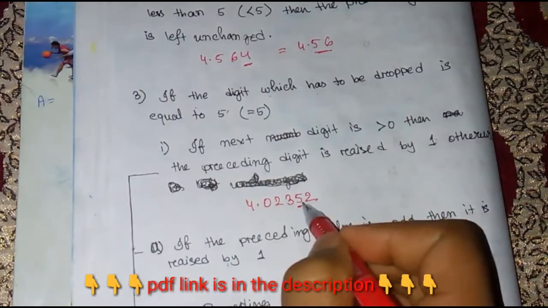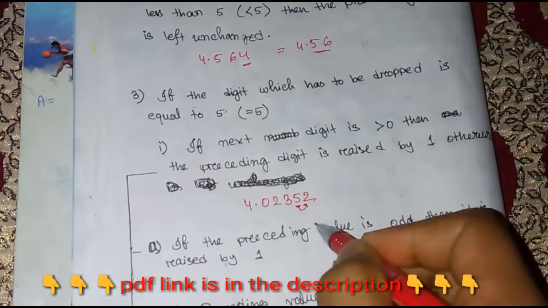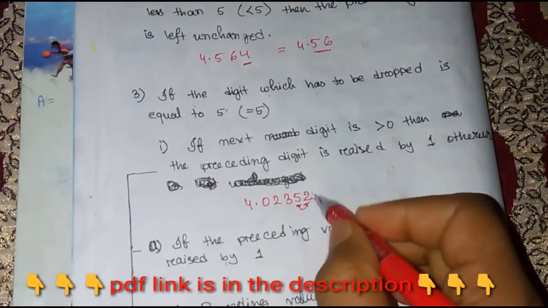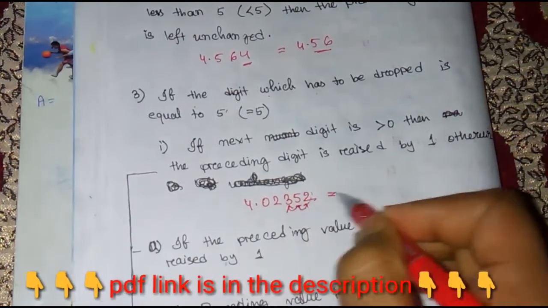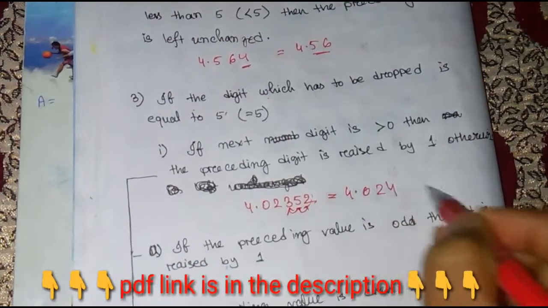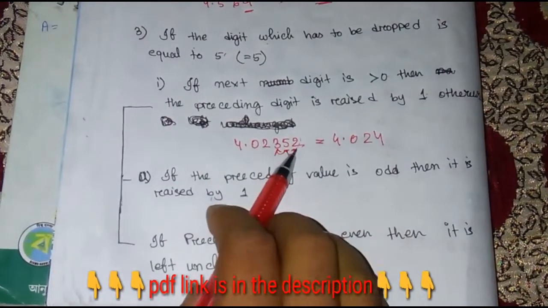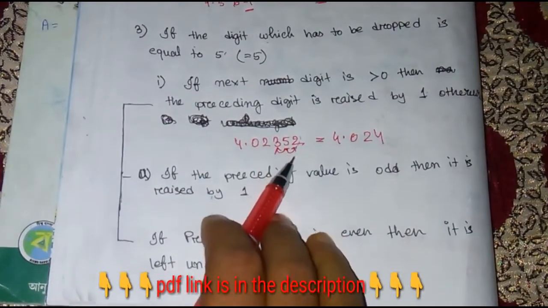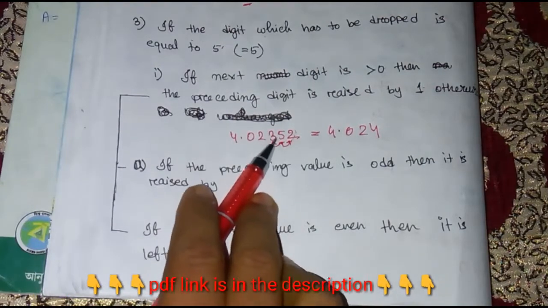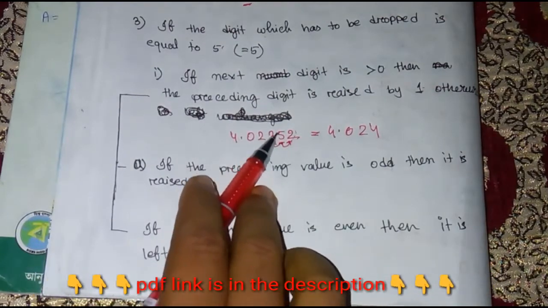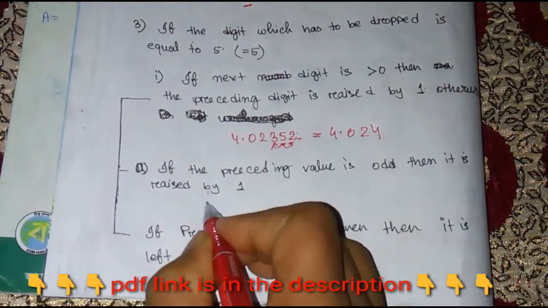So what should we write? Check the next number. If it is greater than 0, here it is 2, so we have to add 1 to the preceding digit. Okay, 4.024. This will be the round off value. And if the next number is 0, then what should we do? We have to add 1 to the preceding digit if the preceding digit is odd. Okay, let's see an example.